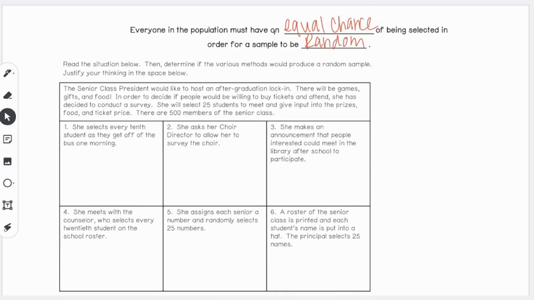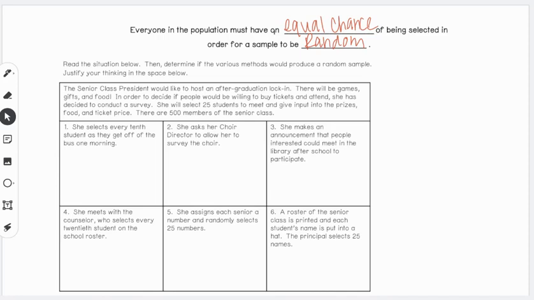All right, so now we're going to look at 6 scenarios here. You do not need to write all this down. Just listen so you can get the main idea of picking out a random sample from the population. So our problem says the senior class president would like to host an after graduation lock-in. There will be games, gifts, and food. In order to decide if people would be willing to buy tickets and attend, she has decided to conduct a survey. She will select 25 students to meet and give input into prizes, food, and ticket price. There are 500 members of the senior class.